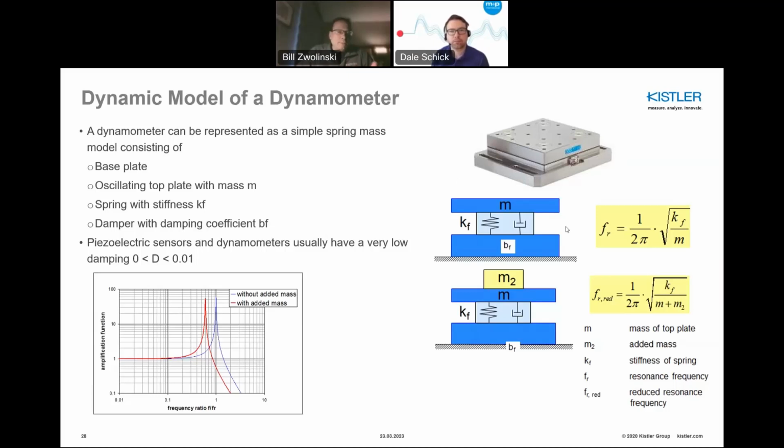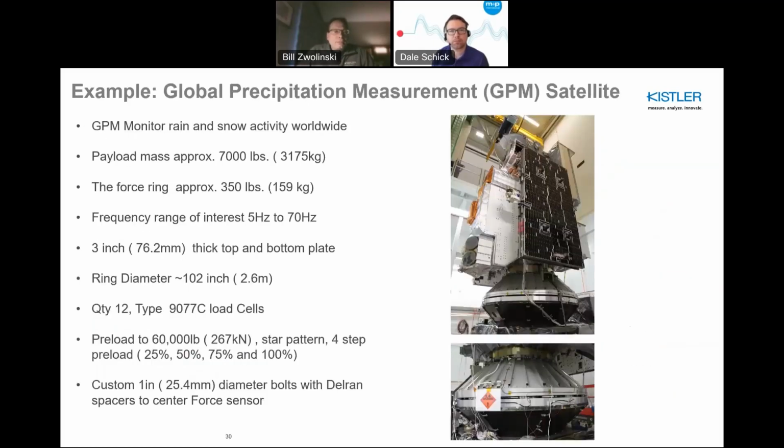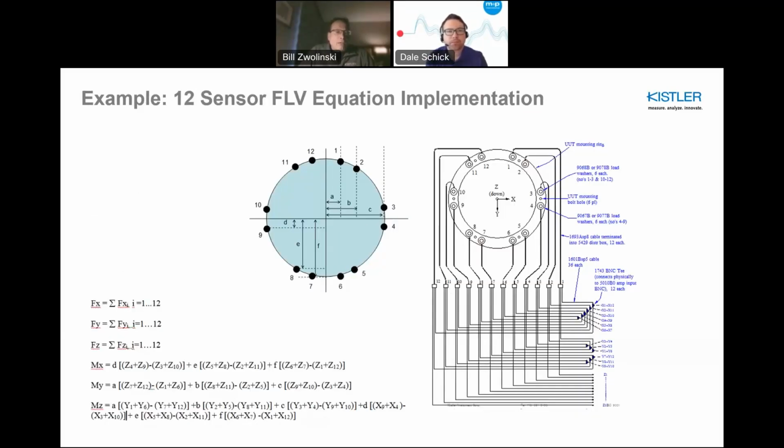You always have to take into consideration the mass acting upon the force sensors. This is an example done at NASA some years ago, but it just highlights a little bit about the head expander and installing the force sensors. In this case, they used a 25% rule, 4 steps preload, and then did a star pattern. Fairly big ring of about 102 inches, 12 sensors, and a custom preload bolt. So this is maybe a schematic of what that might look like.